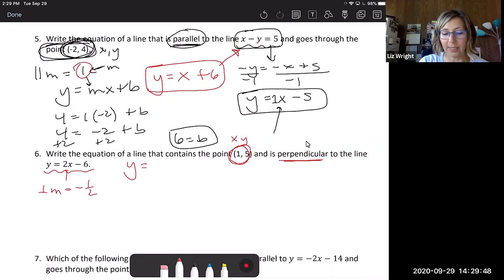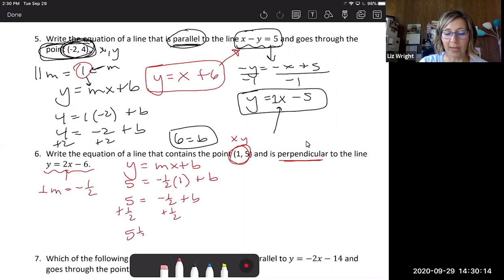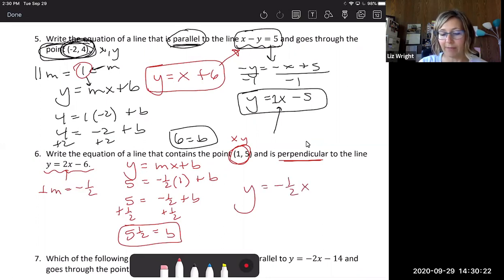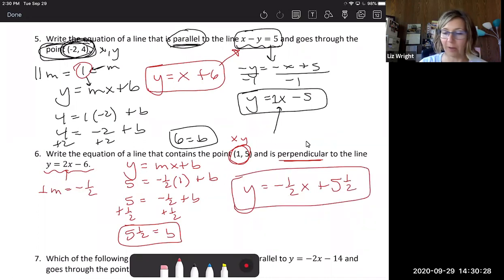So again, we're going to plug the information into our slope intercept form. So I'm going to plug 5 in for y, my -1/2 in for m, the 1 in for my x plus b. So -1/2 times 1 is just going to give me -1/2, right? So we're going to get 5 equals -1/2 plus b. Then we're going to add that 1/2 over. And we're going to get 5 and 1/2 equals b for my y-intercept. So then my final equation is going to be y equals -1/2 x plus 5 and 1/2. And that's going to be my final answer for that one.